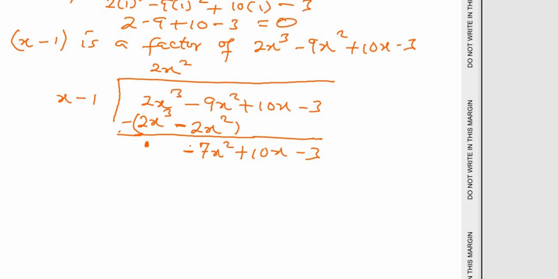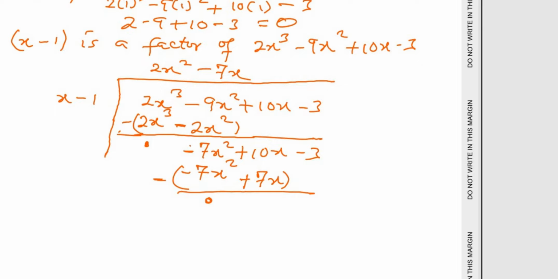Then I will do the same thing again. How many times does x divide this one? I'm left with minus 7x. Minus 7x times this, I have minus 7x squared. Minus 7x times minus 1 will give me plus 7x. If I subtract again, minus times minus becomes plus, so minus 7x squared plus 7x squared will give me 0.